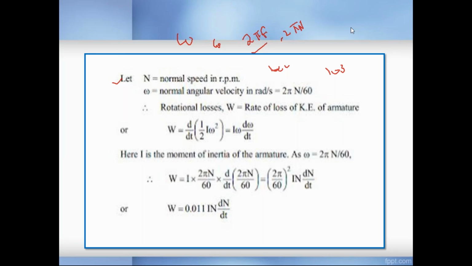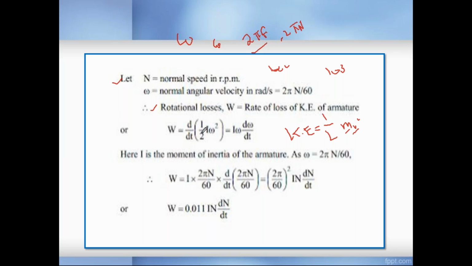Now we are going to find the mechanical losses, that is, the rotational losses. The rotational losses W is equal to the rate of loss of kinetic energy. What is the formula for kinetic energy? Half m v square. Right, half m v square, where m is the mass and v is the velocity.